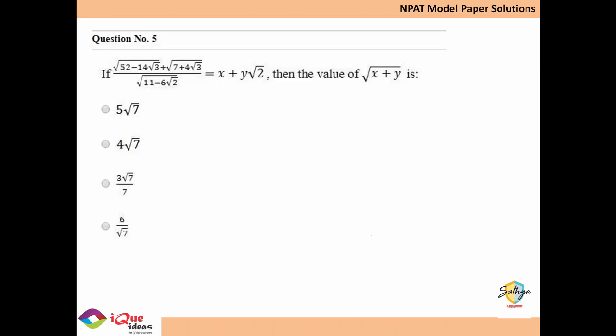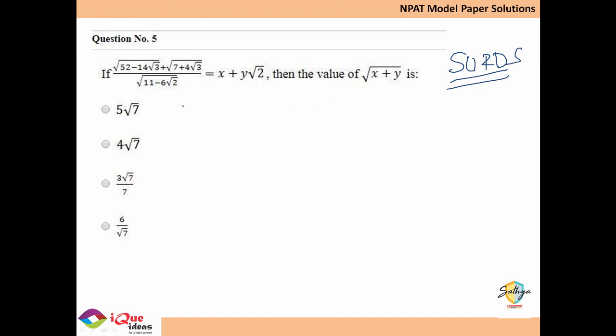Chalo. The next one, a pretty interesting problem. It's given root of (52 minus 14 root 3) plus root of (7 plus 4 root 3) upon the root of (11 minus 6 root 2), the whole is x plus 5 root 2. Then what is the value of root x plus y? Now this is something known as surds, and I'll teach you the surds property, and any problem which looks like this can be solved using that simple property.